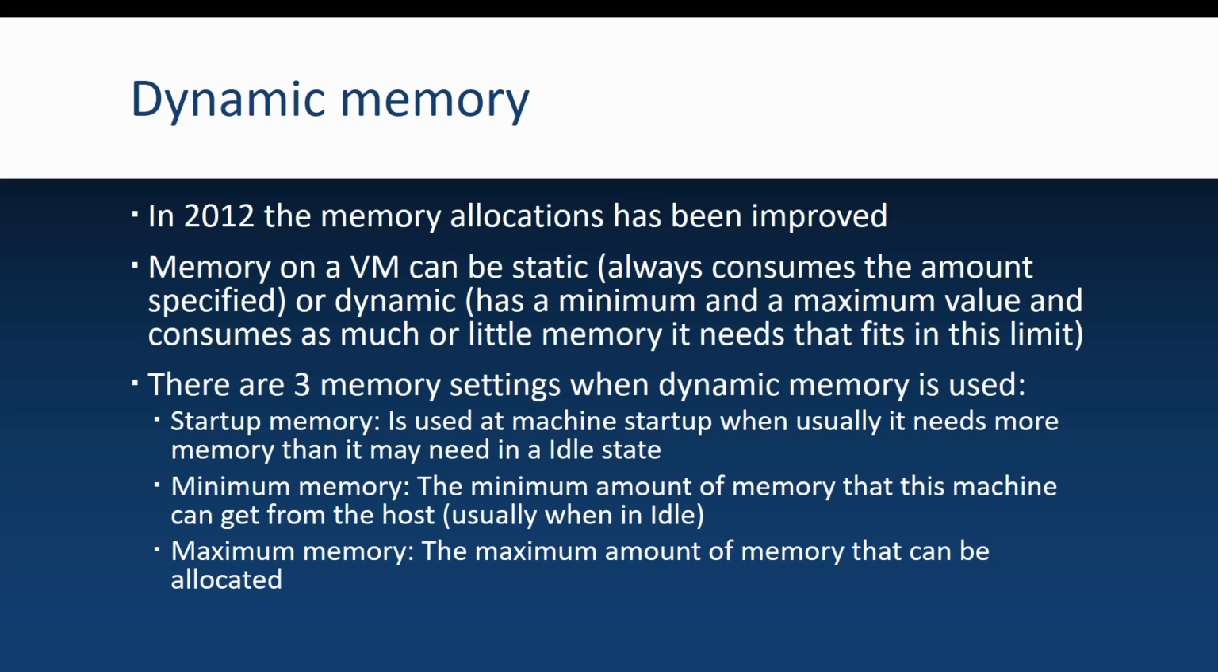The next setting is the minimum memory, and this, by the name, means that this is the minimum amount of memory that the machine can have. So in case it is in idle state, usually this will be the amount that the machine would take up. It cannot go lower than this. And we also have, of course, maximum memory, which is the maximum amount of memory that a machine can allocate.